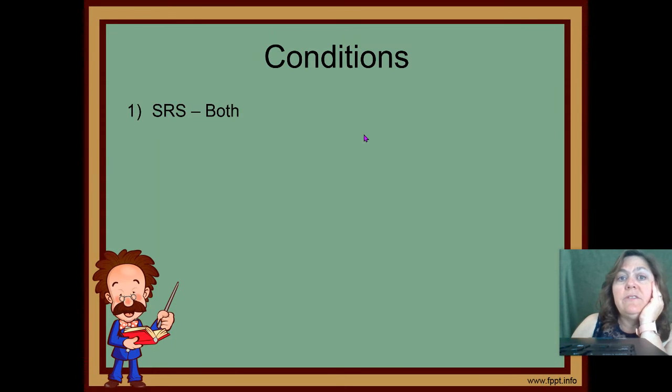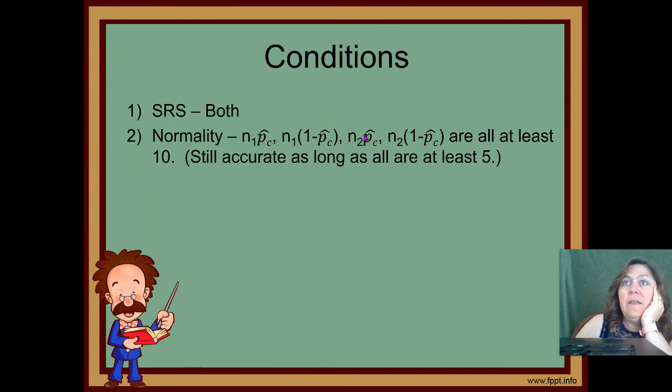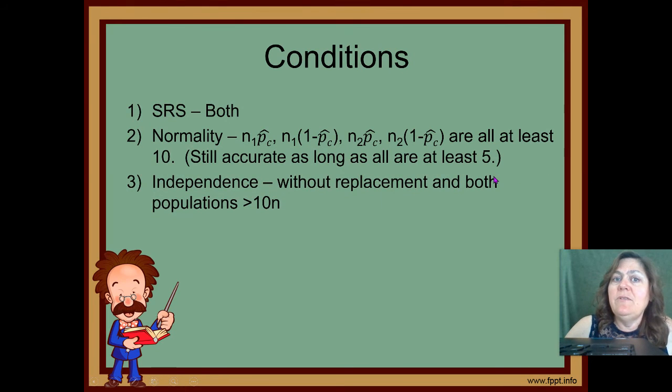Conditions, same thing, SRS for both. Normality now, we still use the n1, n2, but with p-hat C now. So instead of using p-hat 1 and p-hat 2, you're using this combined proportion, this p-hat C, okay? So we use that in normality, and actually it still will work as long as they are at least 5. But most of the time they're greater than 10 like they were before. So if they are greater than 5, then you don't need to say proceed with caution.